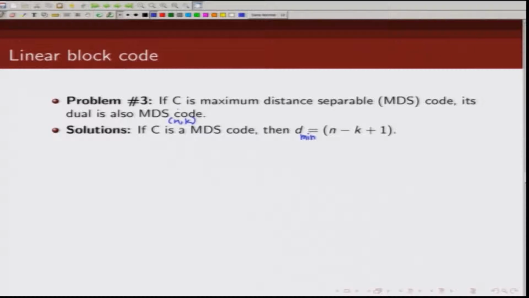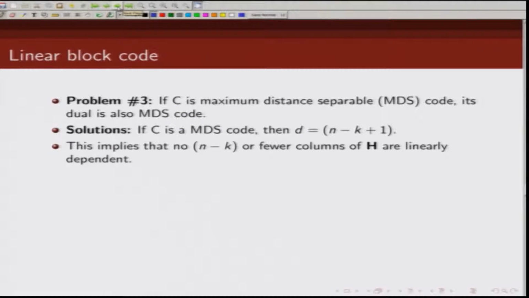This follows from the fact that our given linear block code C is maximum distance separable. Now, if the minimum distance is n minus k plus 1, it means that there are no n minus k or fewer columns in the parity check matrix of this code which are linearly dependent.